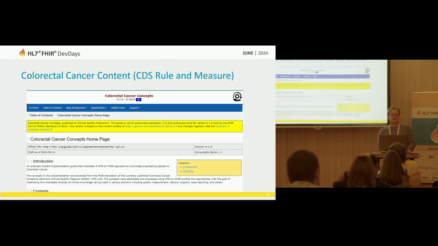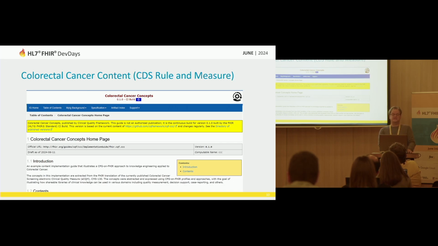So we'll start by pointing out the colorectal cancer content. This is a CQ Framework content implementation guide. It's on cqframework.org. It's at cqf.ccc. You can see the link there. That's the link to the repository. If you clone that repository and you have VS Code with the CQL plugin, then you'll be able to run all these examples and see what we're doing through all of this.